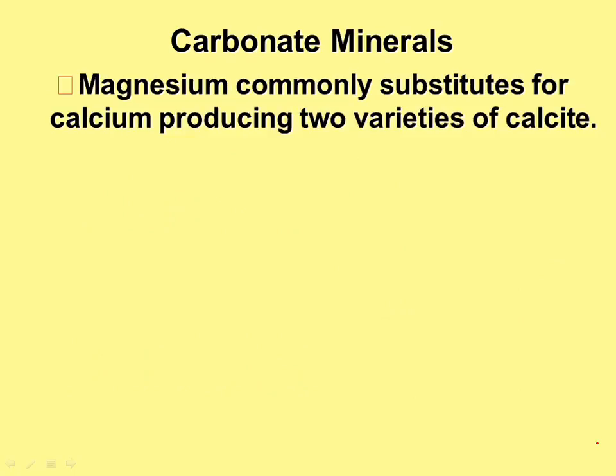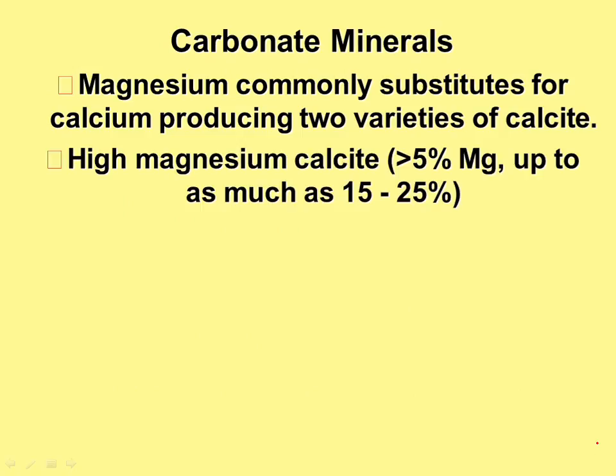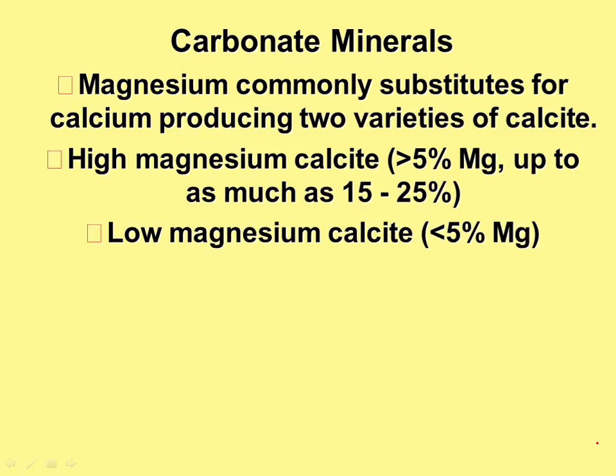A fairly common occurrence in the carbonate area is that magnesium is a common substitute found in the atomic structure of the different varieties of calcite, and so you have slight variations. You have what's known as high magnesium calcite, which contains a little bit more than 5% of magnesium, up to as much as 15, 20, 25% magnesium. And then, as you would suspect, there must be something known as low magnesium calcite, and that is the form of calcite that has less than 5% magnesium present in its structure.